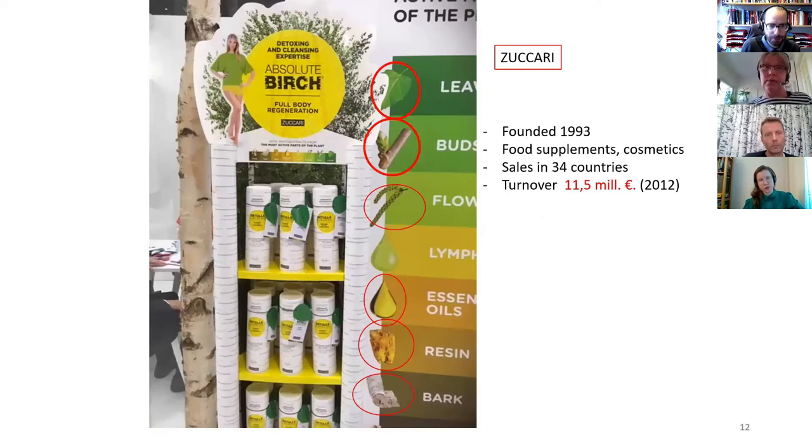This is an example from an Italian company called Zuccari. And as you can see from the folder, they are utilizing almost all parts of the tree. This company was founded in 1993. They make food supplements and cosmetics. They have sales in 34 countries. And some years ago, their turnover was 11.5 million euros. And the birch trees come from Finland.